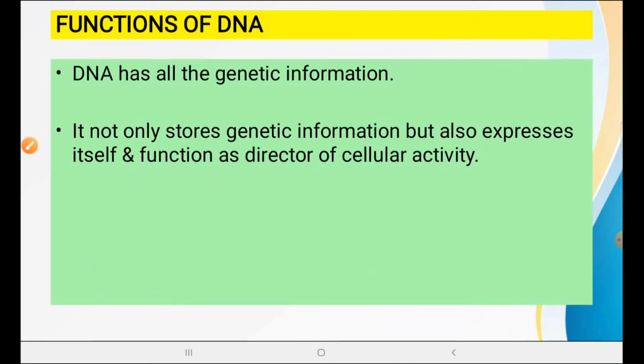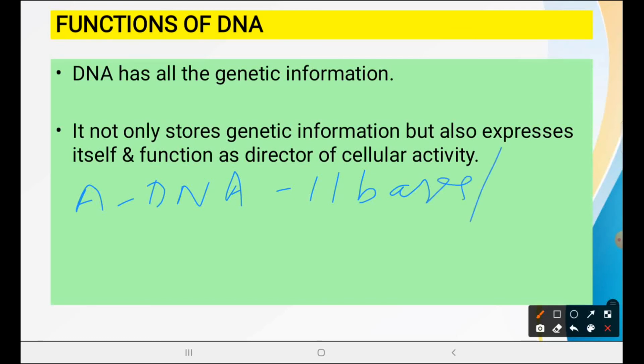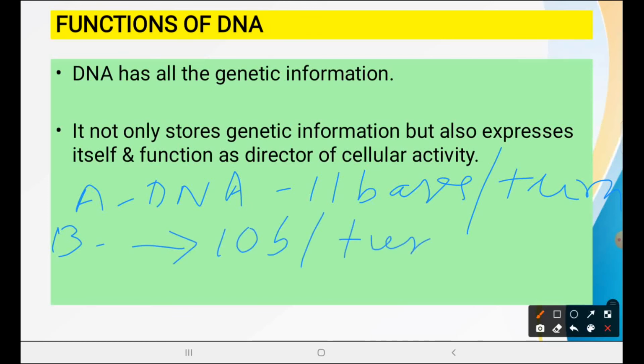Okay, now another important thing is that remember all these things. As far as A DNA is concerned, there are 11 bases per turn. Okay, in case of B DNA, there are 10 bases per turn. What we have learned. Okay, 10 bases per turn. In case of Z DNA, there are 12 bases per turn, and in case of C DNA, there are 9 bases per turn. Got it? Now, normally in a cell, B DNA is found.